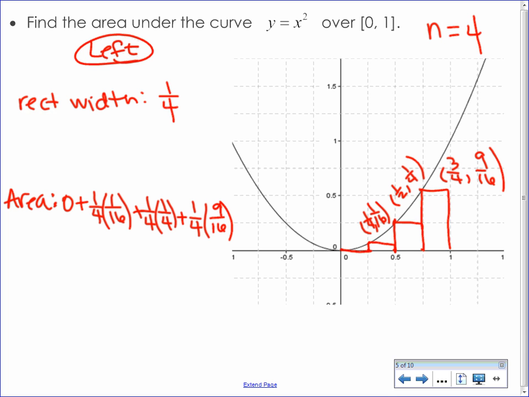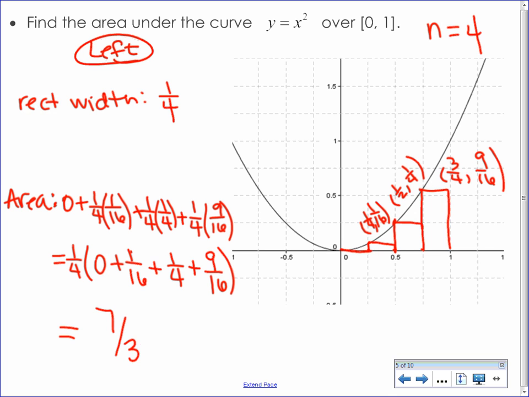Now, since all of these rectangles have the same width, you could say that this is 1/4 times 0 plus 1/4 times 1/16 plus 1/4 times 1/4 plus 1/4 times 9/16. I don't care how you write it, just understand that these mean the same thing. What's our area? It's 14/16 times 1/4. So it's going to be 14/64, so 7/32. As a decimal, it's that, just for reference.